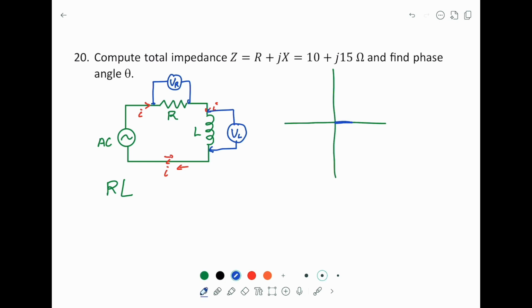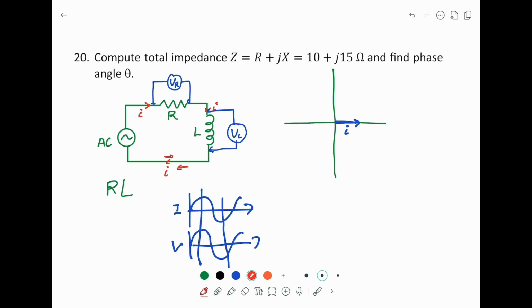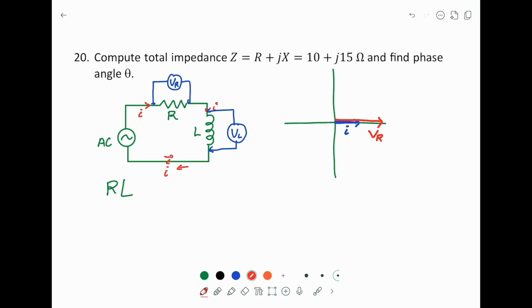So we put the I along the x-axis. On the resistor, the I and the voltage, they're in phase. What it means, if we plot I and voltage, peak matches the peak, trough matches the trough. So they're in phase. Now we can put this one to represent the voltage. Ohm's law will work. So we can say VR is proportional to I, and this is the R here.